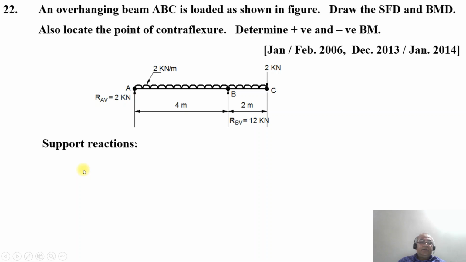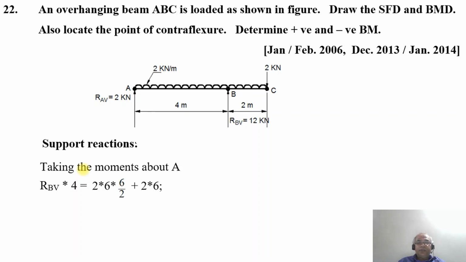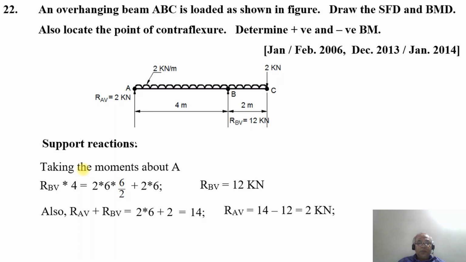So to find the support reactions, taking the moments about the point A, RBV into 4 will be equal to 2 into 6 into 6 by 2 plus 2 into 6. On simplification, you will get RBV equal to 12 kilonewton. Also, we know the sum of the vertical reactions acting upwards will be equal to the sum of the vertical loads acting downwards. So RAV plus RBV will be equal to 2 into 6 plus 2, that means 14. So 14 minus 12 will be equal to 2 kilonewton. Therefore, RAV will be equal to 2 kilonewton and RBV will be equal to 12 kilonewton.